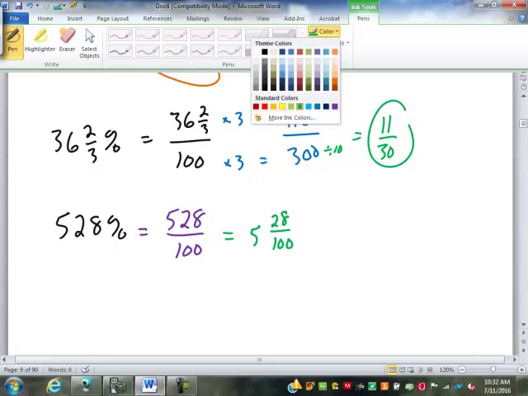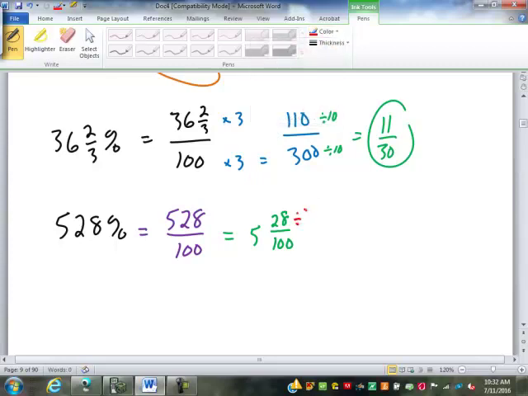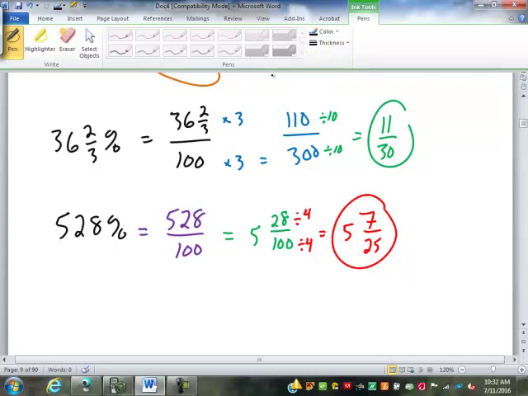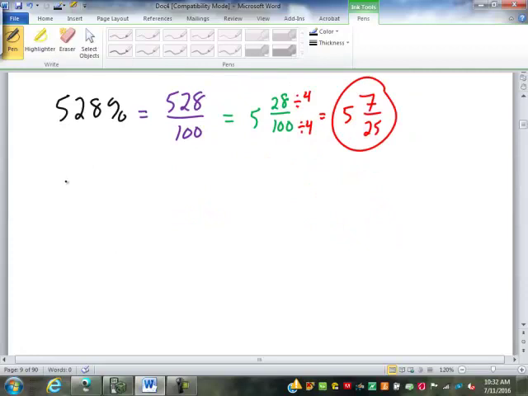And now I still have the 28 over 100, both of which can be divided by 4. 28 divided by 4 is 7. 100 divided by 4 is 25. So 5 and 7 25ths. Anybody come up with that? Good deal. So I want you to try this one on your own. 210%. Turn that into a fraction or a mixed number.